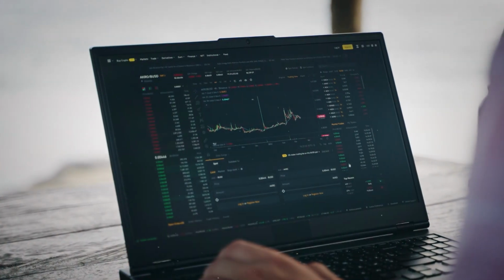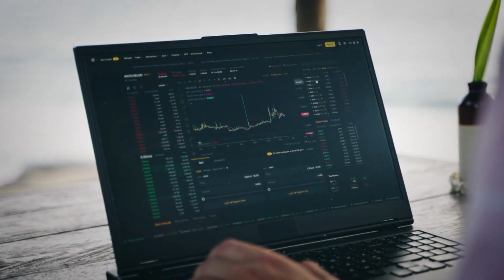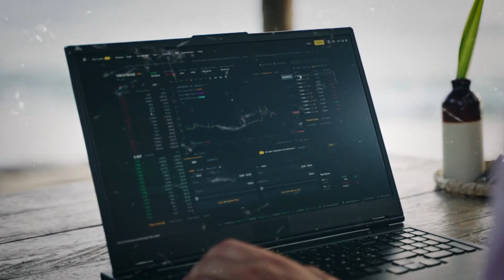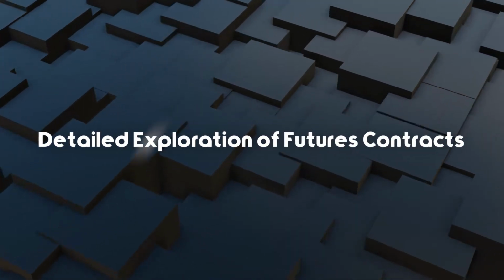Understanding how to use these instruments effectively is essential for anyone looking to succeed in commodities trading. Detailed exploration of futures contracts.